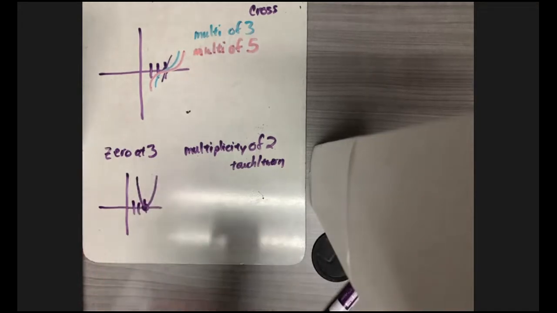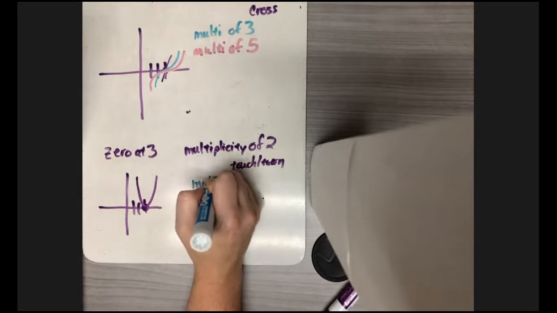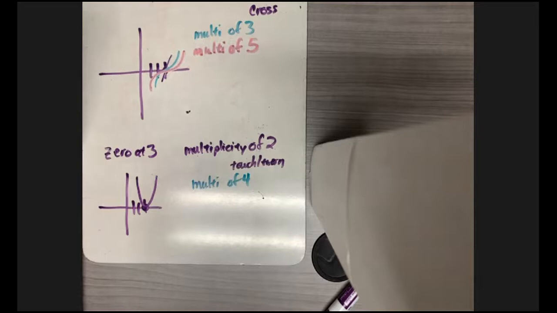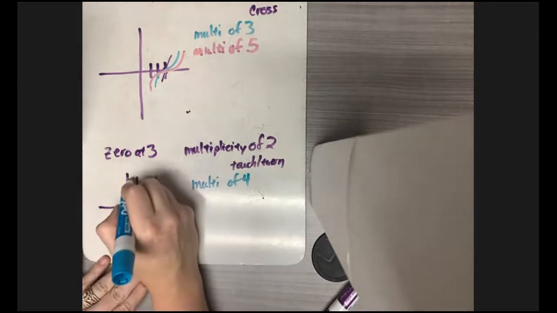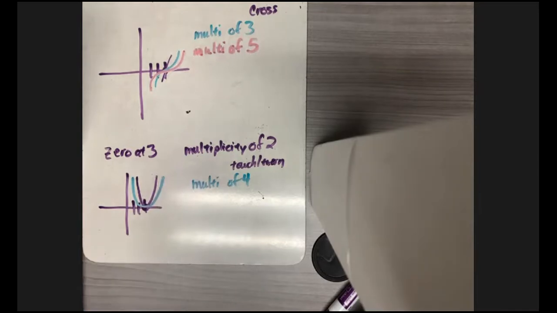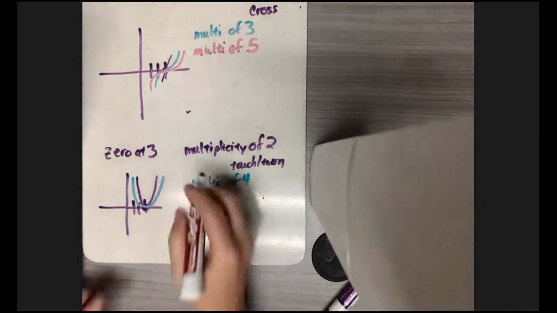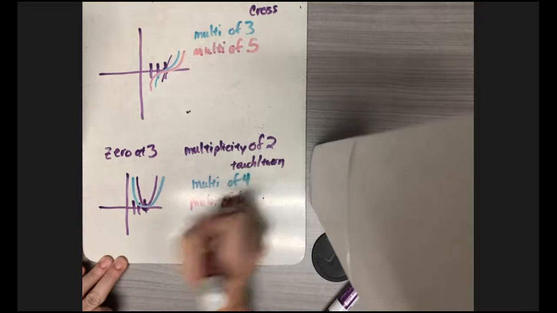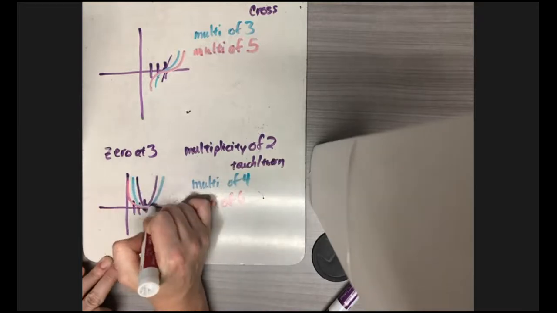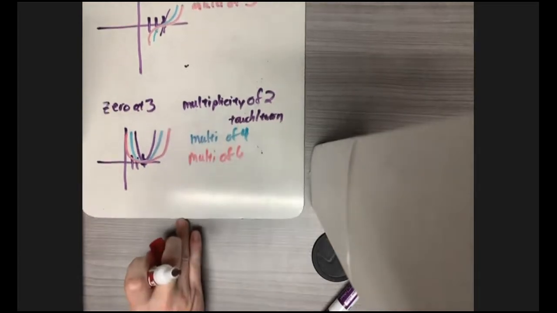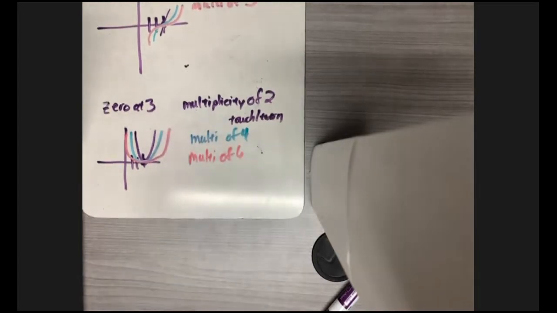Now, if this had a multiplicity of 4, so again, it's still even, so it's still a touch and turn. This graph is just going to be a little bit wider as it goes through right there. And again, if we go higher, it's just going to kind of keep getting wider and flatter as it goes through there. Okay, so we've got something that looks kind of like that.